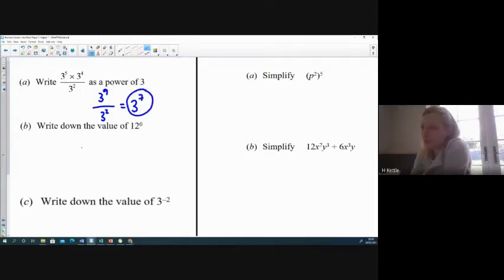Anything to the power of 0 is 1. So that one's nice and easy.